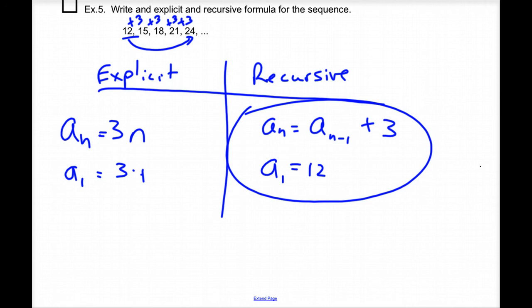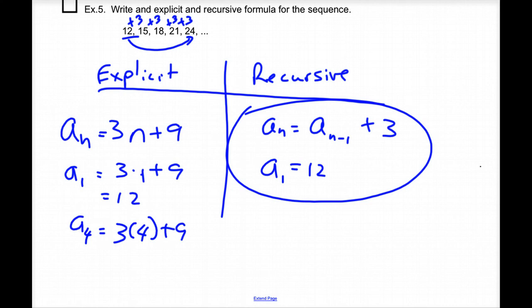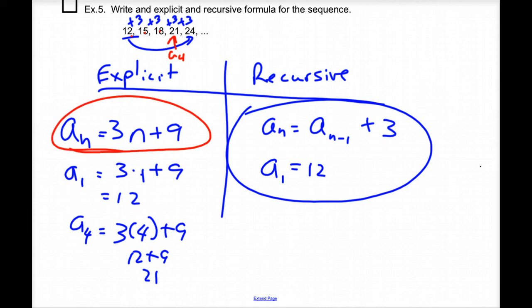So then you might think, well, I'm just going to try adding 9, and if you think that, you'd be correct. Because that would give me 12 for the first term, and if I plug something else in, let's say I want to find A4, that means I have to do 3 times 4 plus 9. That'd be 12 plus 9, that'd be 21, and if you look up top here, that's what A4 is. It's right here. That's A sub 4. 1, 2, 3, that's the fourth term. Okay, so this is your explicit rule.